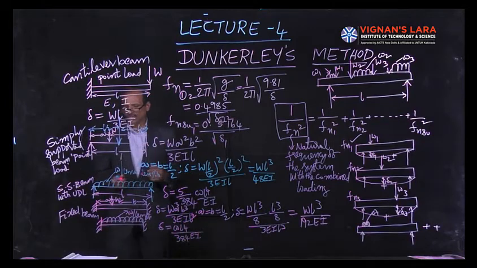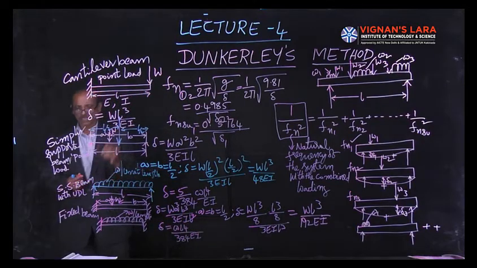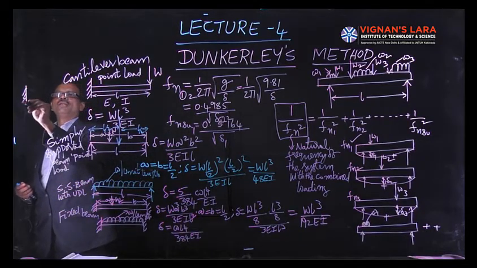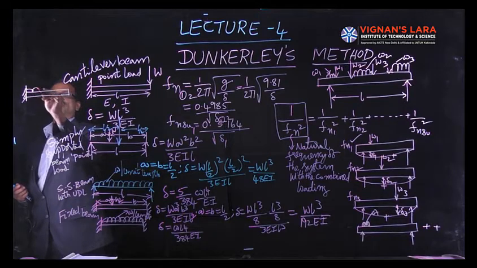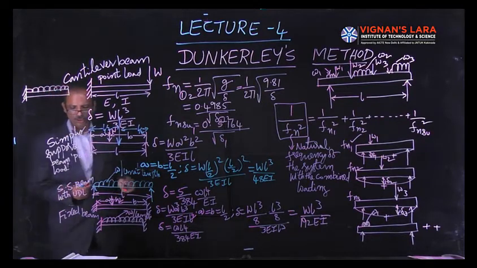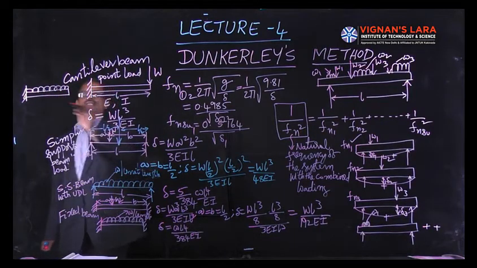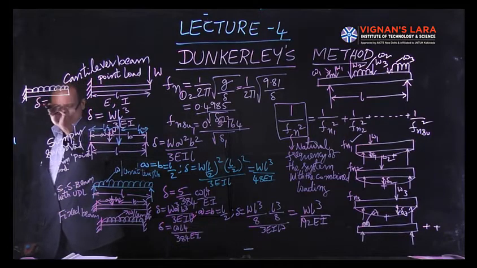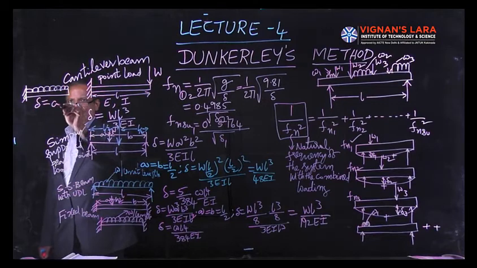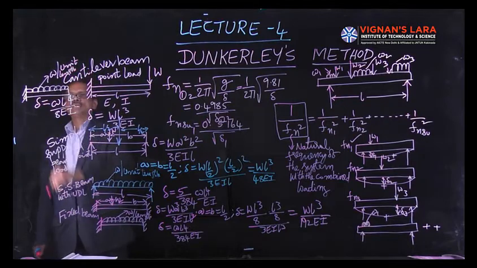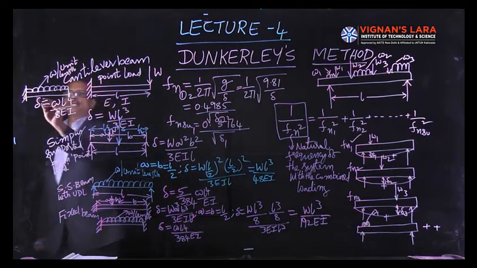So these are the various cases. A cantilever beam with a point load. Similarly, there is one more case, a cantilever beam with UDL. This we have missed. Cantilever beam with UDL gives the delta value equal to W L to the power of 4 by 8 EI. This is cantilever with UDL, cantilever with point load.